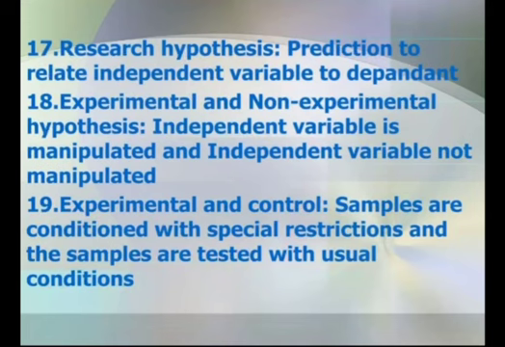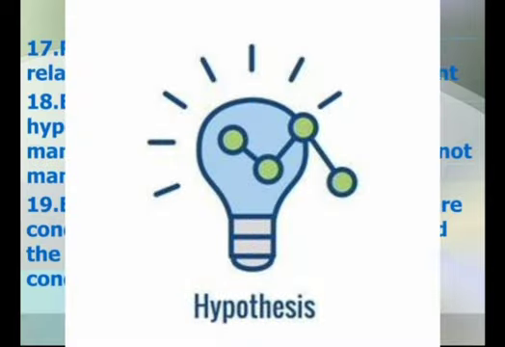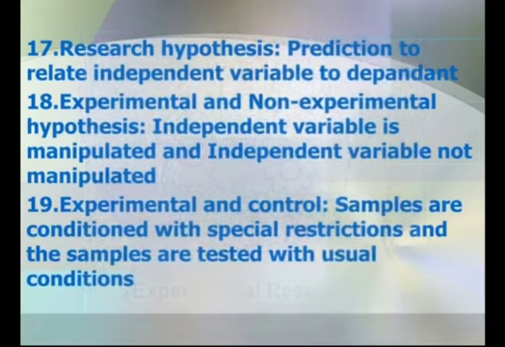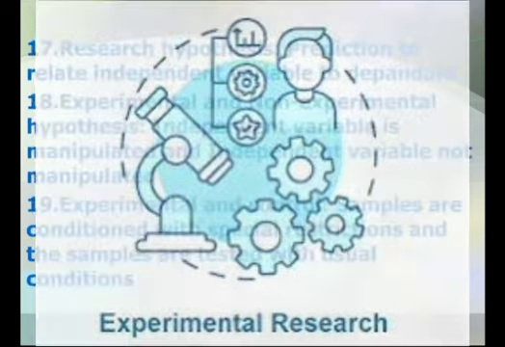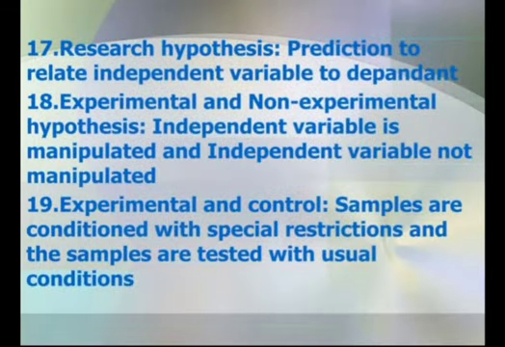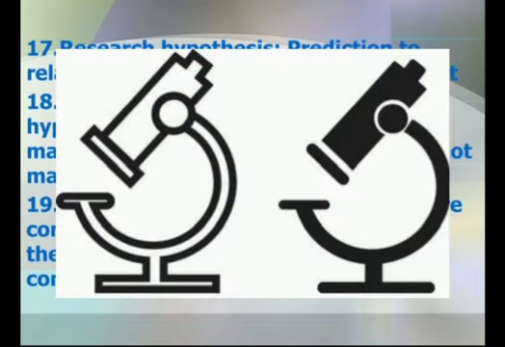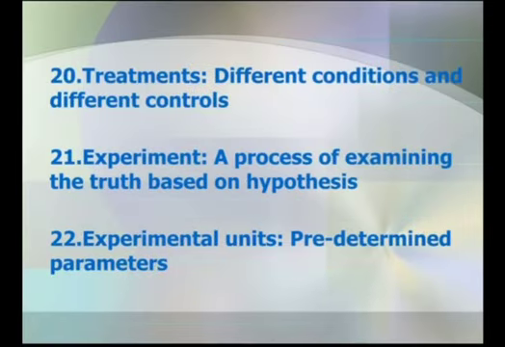This slide explains research hypothesis and experimental concepts. A research hypothesis is a prediction that connects independent and dependent variables. Experimental hypothesis involves manipulation of independent variables, while non-experimental hypothesis does not involve manipulation. The slide also explains experimental and control groups, where some samples are tested under special conditions and others under normal conditions for comparison.